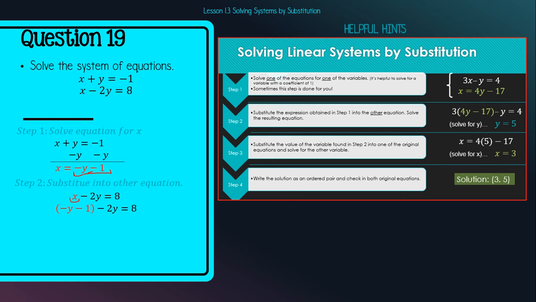So now we can go ahead and simplify and solve for y. So I need to combine like terms. I have a -y and a -2y. That gives me a total of -3y minus 1, and that still equals 8. And now I want to try to solve for y.